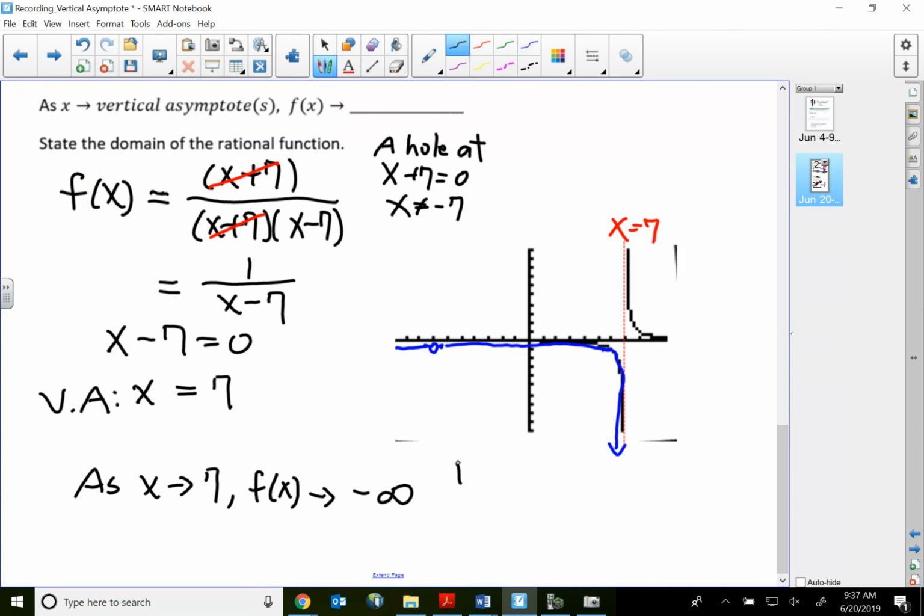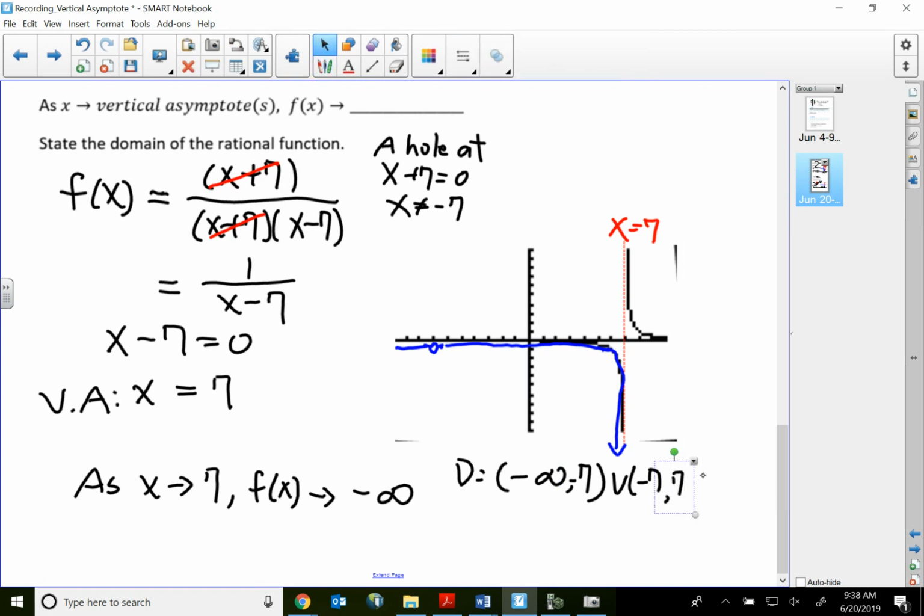So my domain has to be: my x value is coming from negative infinity, approaching negative 7, but cannot equal negative 7, union from negative 7, keep on approaching positive 7, but can never equal it. So that's why I use a parenthesis. Union. On the other side of the vertical asymptote, I'm picking my graph back up, picking my x value back up, and keep on going to the right.